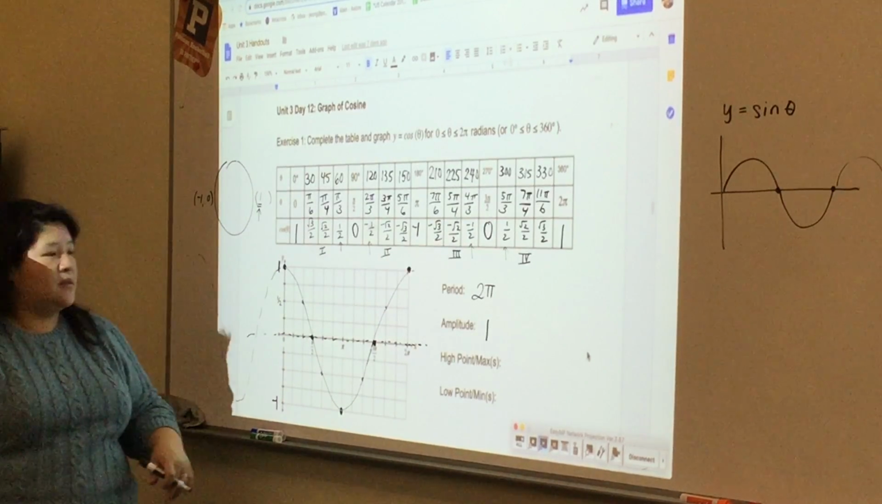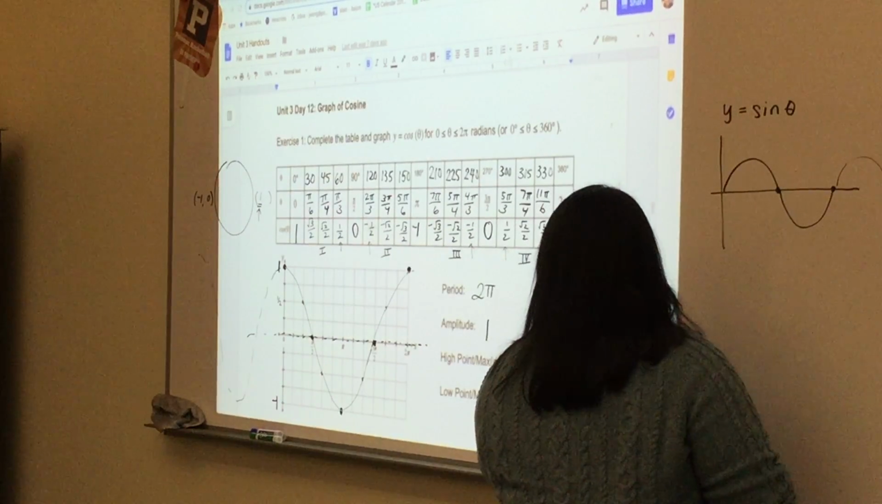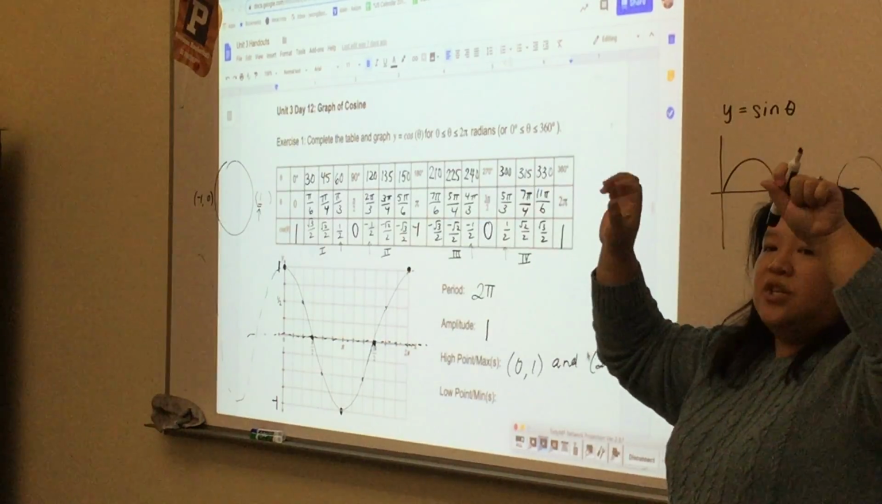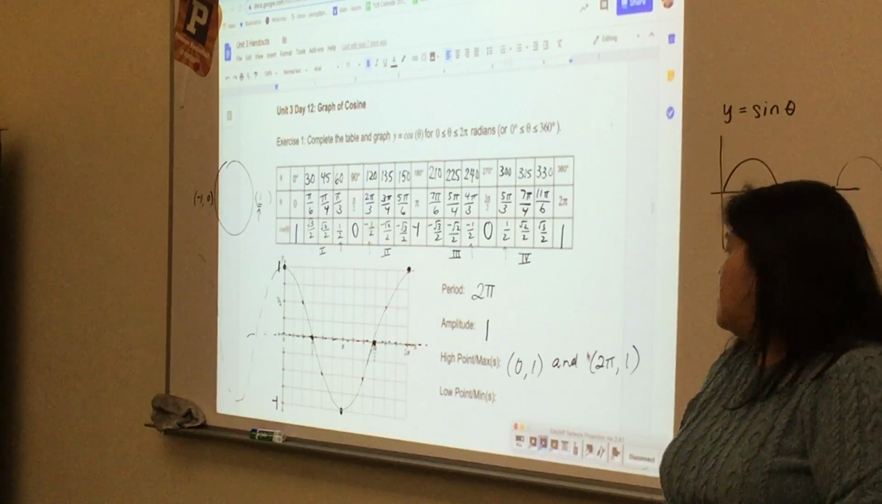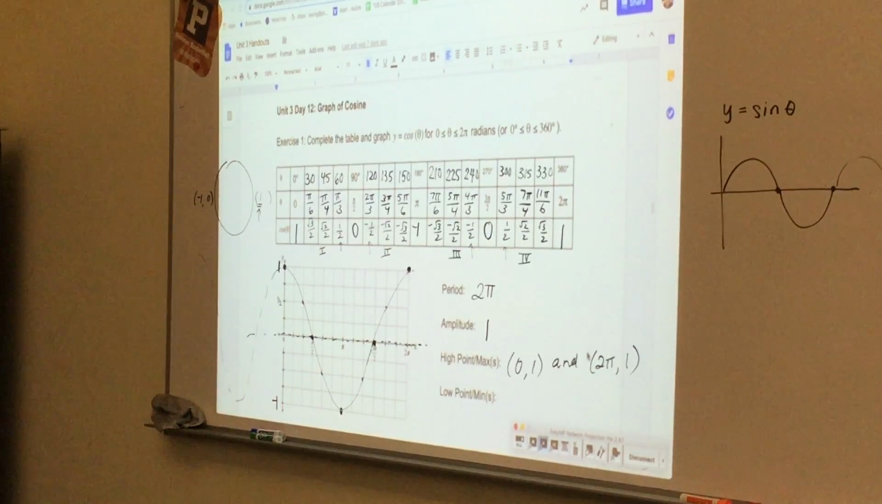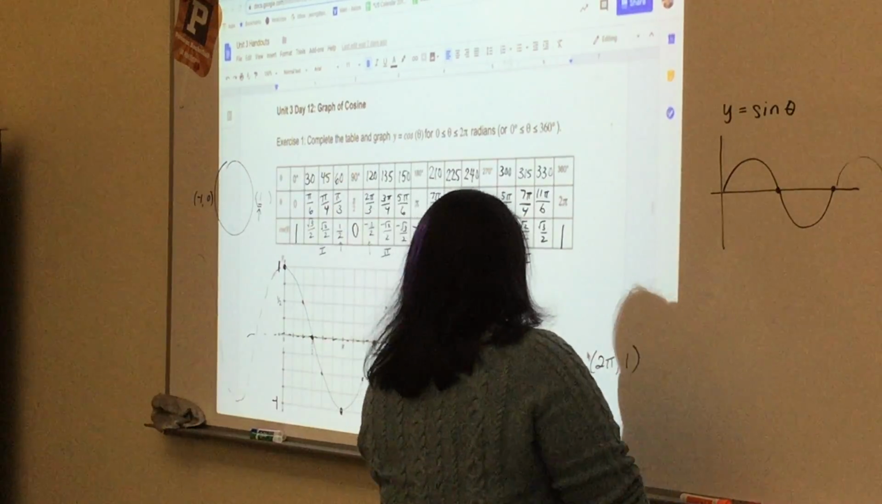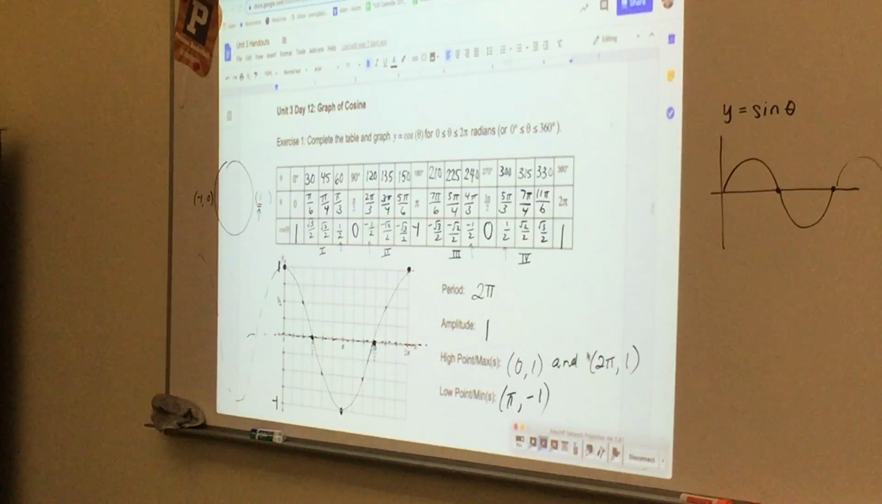What are the maximums? 0, 1, and 2 pi, 1. In this case, there's 2 maximums, right? Because I'm starting at the max and then ending at the max. And then what's the minimum? Louder, Kelly. Pi, negative 1. Great. Okay, so this is the parent cosine graph.